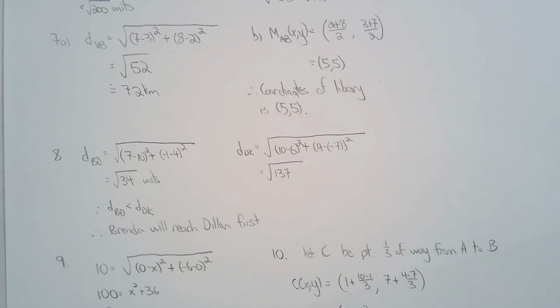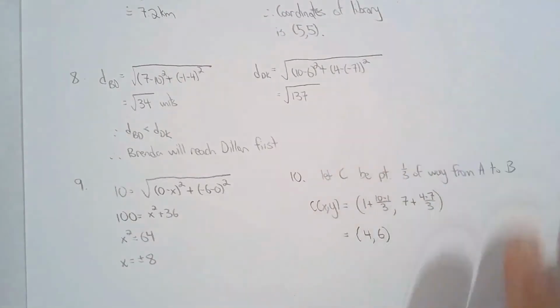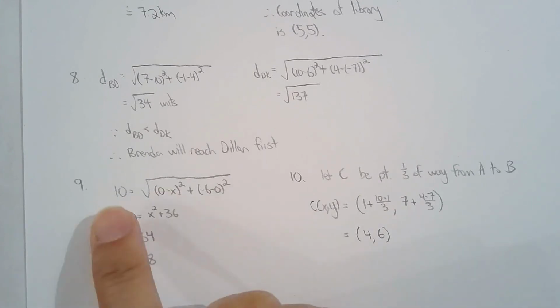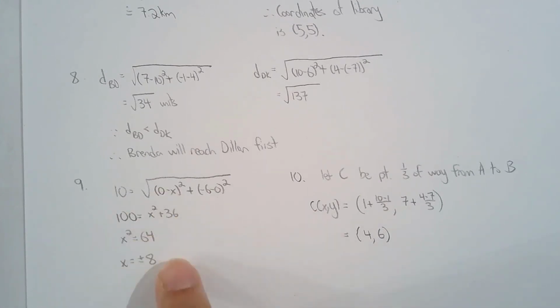Okay, question 9. You have the 2 endpoints. You're basically solving for the x coordinate of the first endpoint, but you know the length of the line segment, so just sub it into the formula and then just follow your algebra and solve for x. So square both sides, subtract both sides by 36, square root both sides. So be careful, x is not 8, x is equal to plus or minus 8.